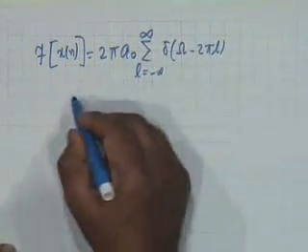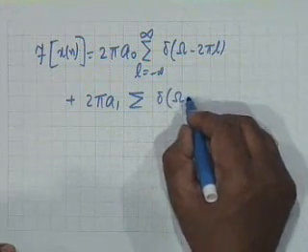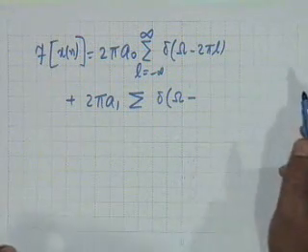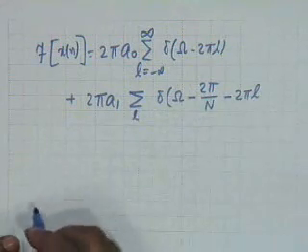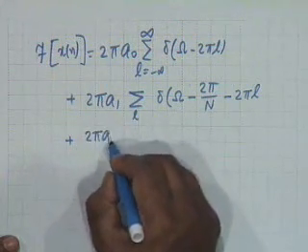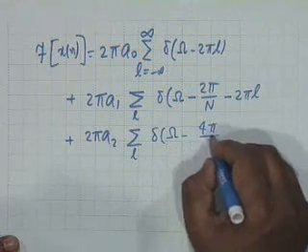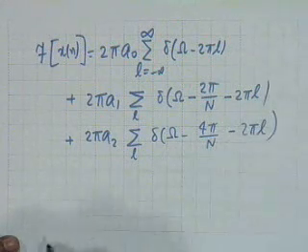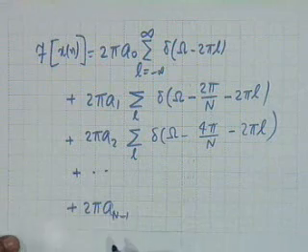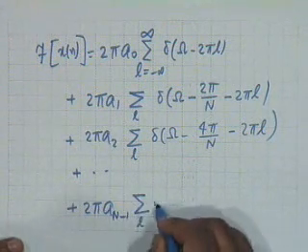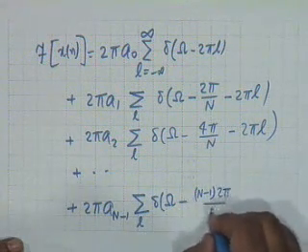The next term is 2 pi a1 summation delta omega minus 2 pi by N minus 2 pi L, once again the summation is over L, plus 2 pi a2, I will write up to the second, up to the N minus 1th term, delta omega minus 4 pi by N minus 2 pi L, must close the bracket, plus etc. up to 2 pi a N minus 1 summation over L delta omega minus N minus 1 times 2 pi over capital N minus 2 pi L.